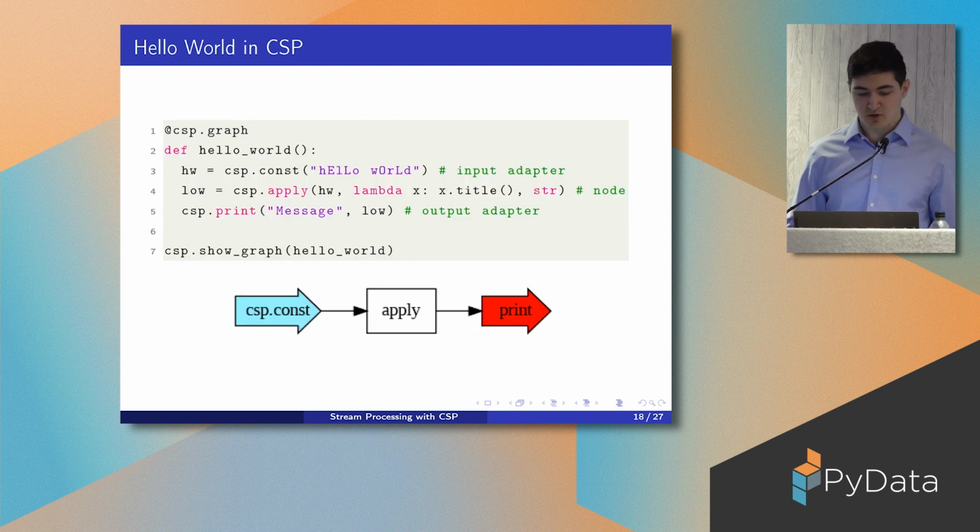So a very basic hello world in CSP might look something like this. You have an input adapter, which is just the constant input adapter, so it's the most boring one you can think of. You apply this node, which is doing a very simple transformation. It's just putting that text into title case. And lastly, you have an output adapter, which, again, is just writing to standard out. Not too interesting. You can use the show graph utility from CSP to visualize this pipeline. And what you see is, again, the input adapter, a node, and an output adapter.